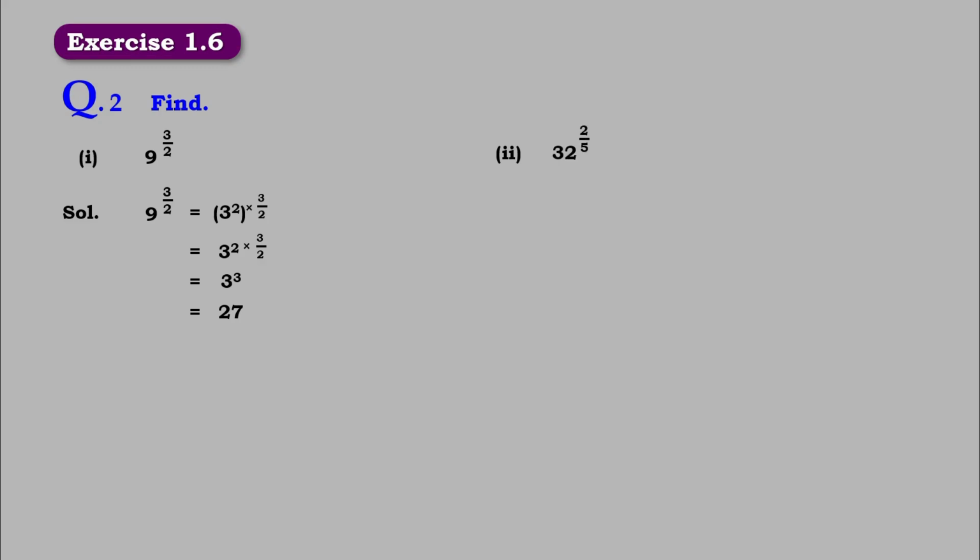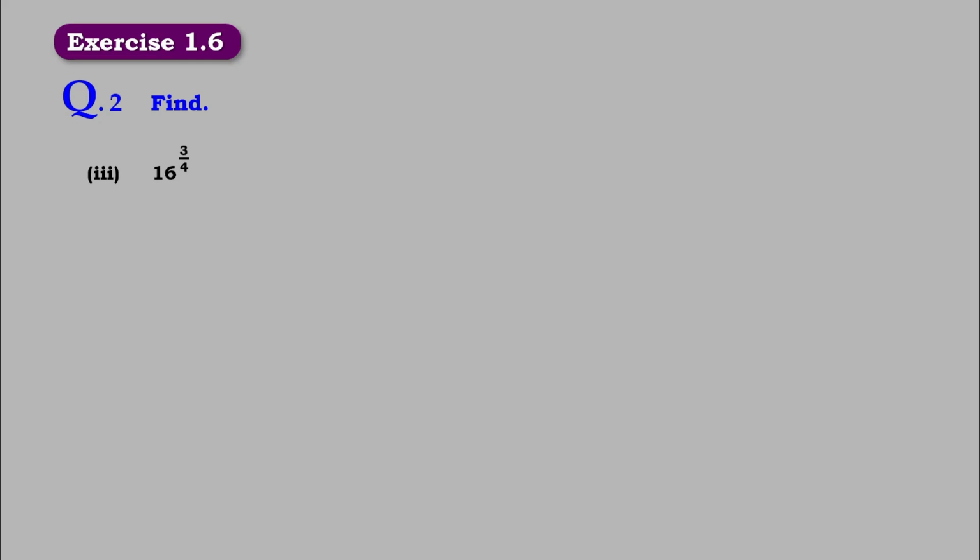Now 32 to the power 2 by 5. 32 can be represented as 2 to the power 5. So that becomes 2 to the power 2 equal to 4. Now next question. 16 to the power 3 by 4. So 16 means 2 to the power 4, into 3 by 4. So which comes 2 to the power 3, that is equal to 8.